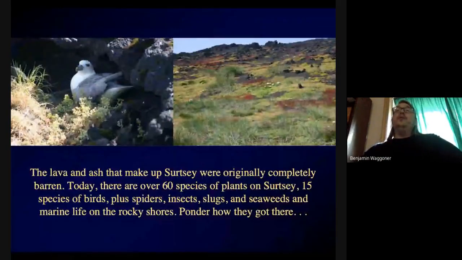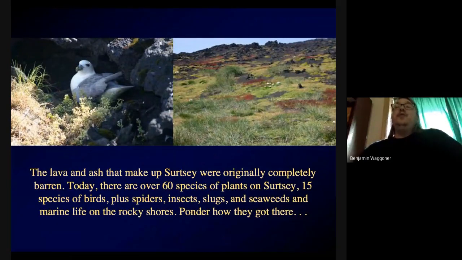And here's what Surtsey looks like today. It's gone from being completely barren to over 60 species of plants. There are seabirds, there are marine mammals, seals, other birds, which of course can fly from the nearest land, insects, slugs, seaweeds, and marine life now lives on the rocky shores. And it got there mostly by dispersing from the mainland of Iceland.